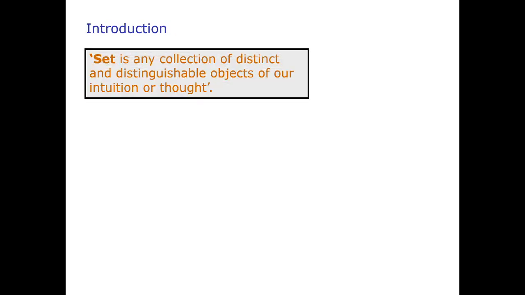A set is any collection of distinct and distinguishable objects of our intuition or thought. I earlier defined it as a well-defined collection of objects. It is something like that. Well-defined means distinguishable and under our intuition.